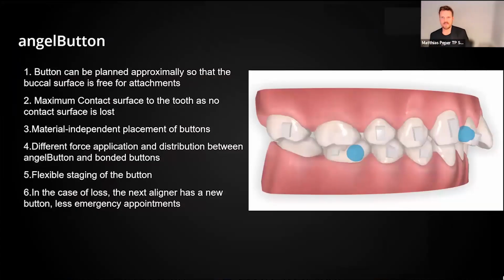The Angel button can be planned approximately so that the buccal surface is free for attachments. We have maximum contact surface to the tooth as no contact surface is lost. It's a material independent placement of buttons. It's a different force application and distribution between Angel buttons and bonded buttons. We have flexible staging of the button, and in case of loss, the next aligner has a new button and less emergency appointments.